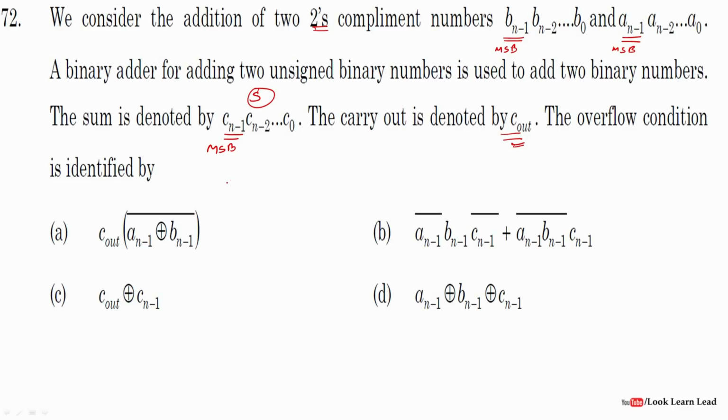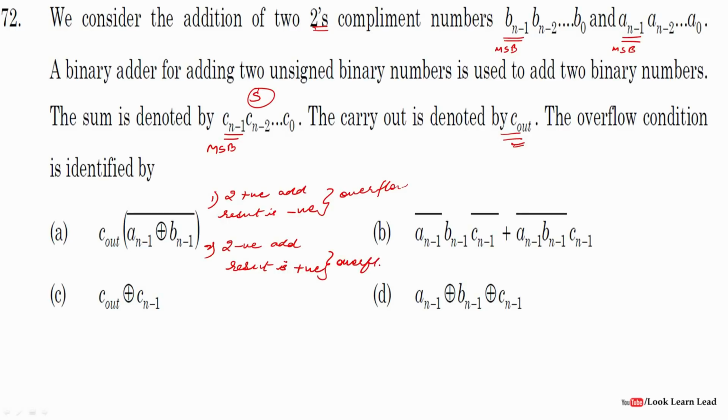Now what is the condition for overflow in 2's complement? The condition for overflow in 2's complement is, if two positive numbers are added and the result is negative, then overflow is there. Second, if two negative numbers are added and the result is positive, then also there is an overflow condition. So these are the conditions for overflow in 2's complement. You have to remember, after adding two positive numbers, if the resultant is negative, then it is overflow. After adding two negative numbers, if the resultant is positive, then it is an overflow.